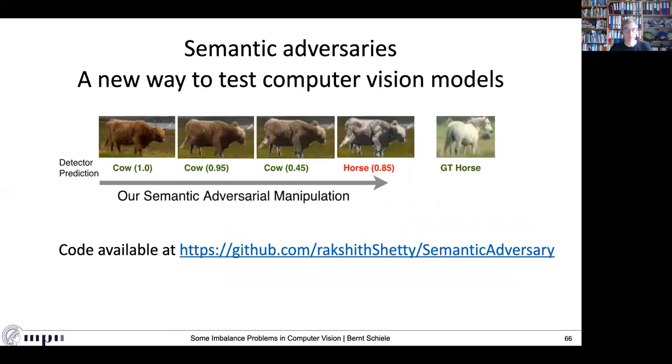Okay, and that brings me essentially to the end. Just one last slide for this last part of the talk. There is a web page where you can also find the code, right? It's what we call semantic adversarial manipulation. And as I said, there's an oral presentation during the conference where you can find a 10 and also a 2-minute video giving some more details.